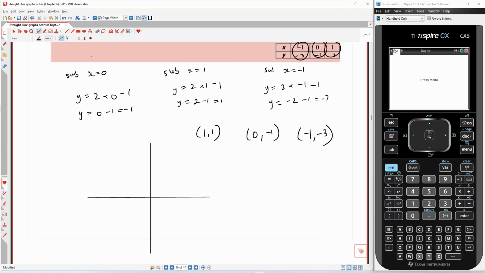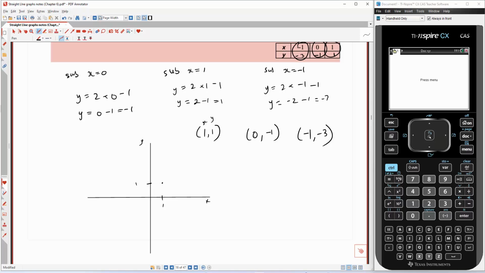And let's pop in the points. So we've got 1, 1, and that's the point there, where this is the x-axis and this is the y-axis, x, y. So when x is 1, y is 1. So these are how we plot a point.